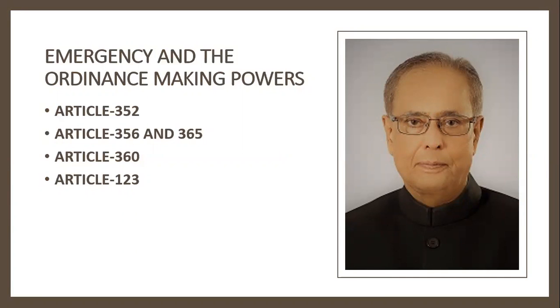In case of failure of machinery, maybe the constitutional machinery, defense machinery, or rebellion by the people, then the President controls the entire nation by the action of emergency. This emergency comes under Article 352, 356, 365, and 360.